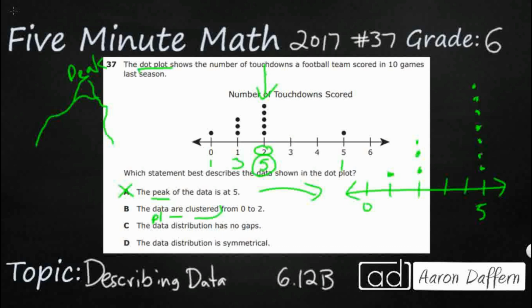So our word we're looking at here is clustered. Well, think of a cluster of grapes, right? They are very closely packed. They're not spread out or anything like that. That's why we call them a cluster of grapes, because they're all bunched together. So look at our data. Is our data bunched together or clustered from 0 to 2? And yeah, that actually looks pretty good.